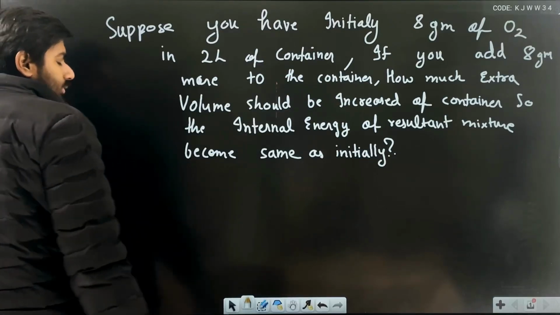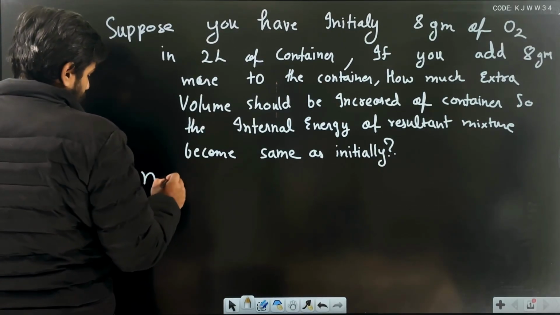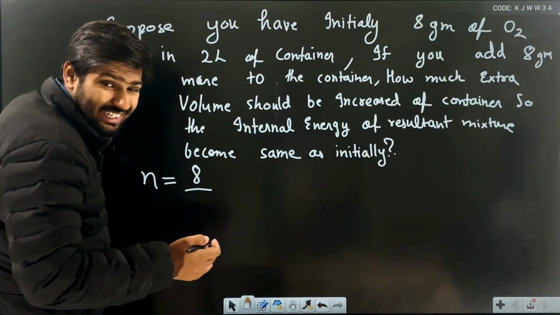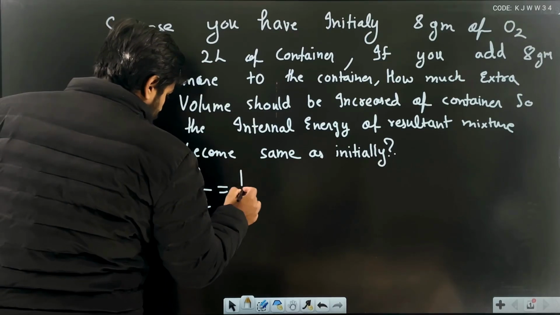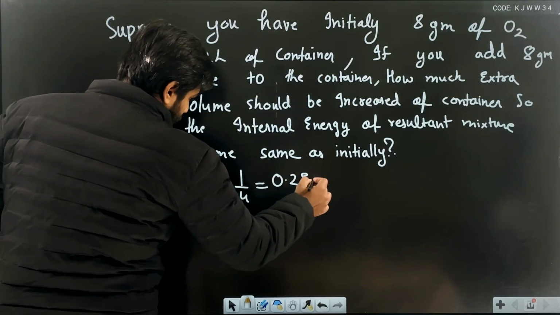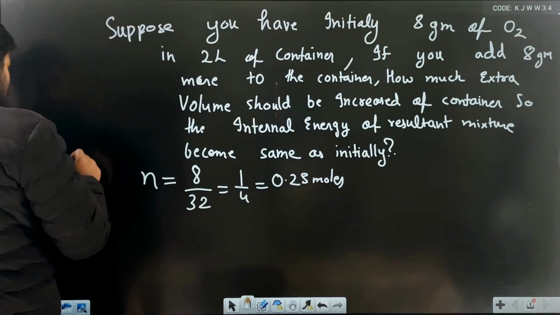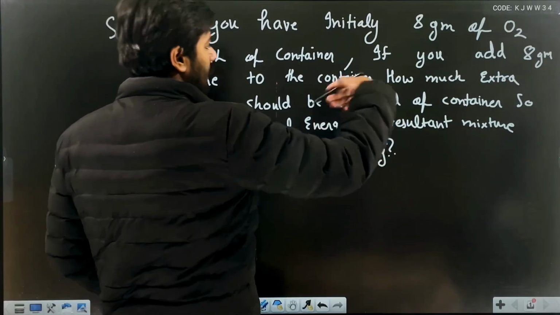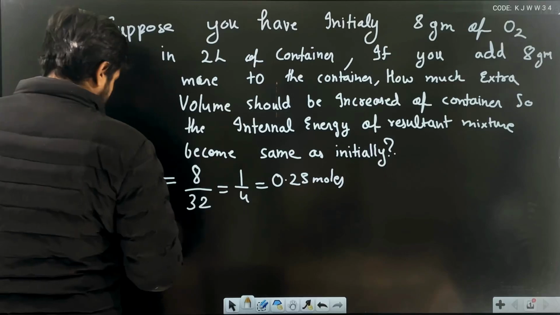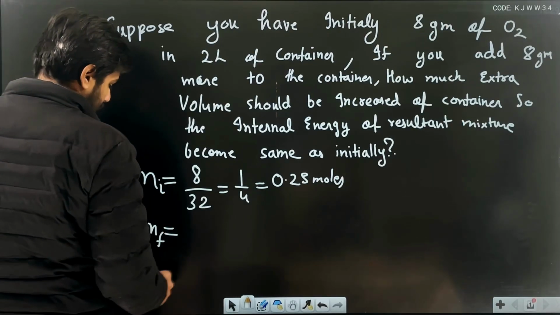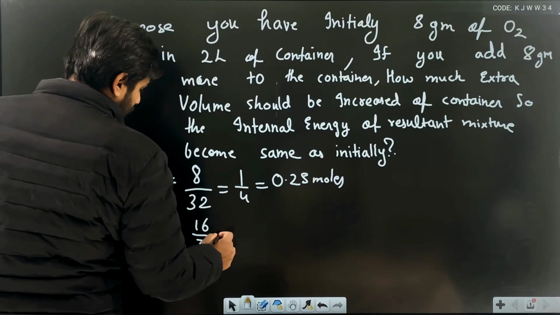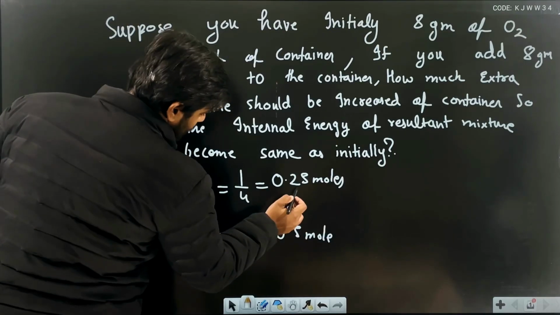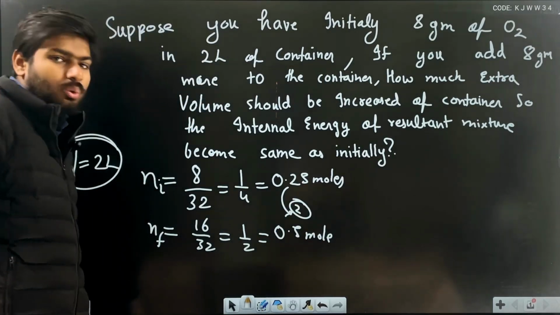See how many moles of gas you have initially. The number of moles is equal to mass over molecular mass. The mass is this, and the molecular mass for oxygen gas is 32. It means 1 over 4, which is 0.25 moles we have, and the initial volume is 2 liters. Finally, 8 gram more is added to it, so the final number of moles will be 16 over 32, which is 1 over 2, 0.5 mole. It means you have increased it just twice.